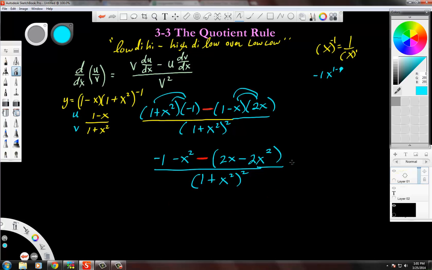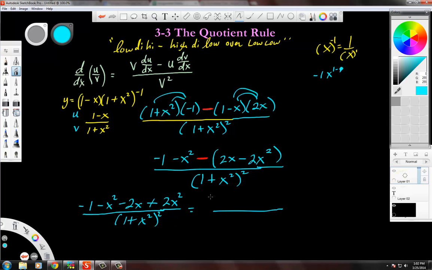All right. Next step, so I'm going to have -1 minus x squared, and now I'm going to factor this negative sign through this parenthesis, so it's -2x plus 2x to the second. And that is over 1 plus x to the second squared. Again, cleaning this up more.